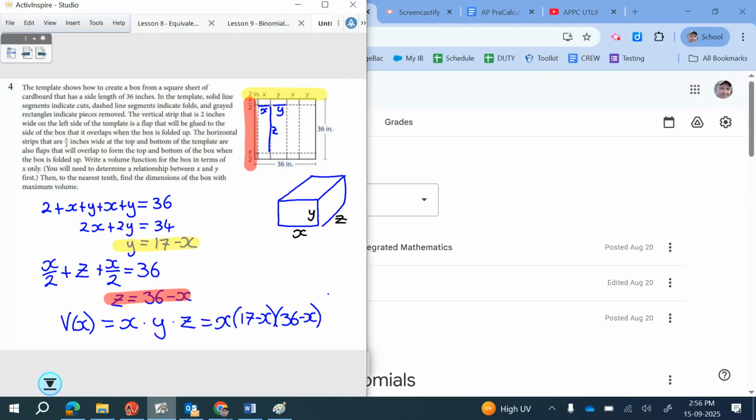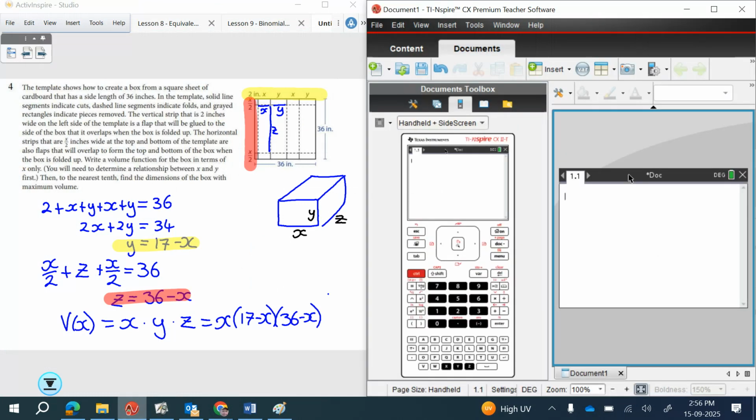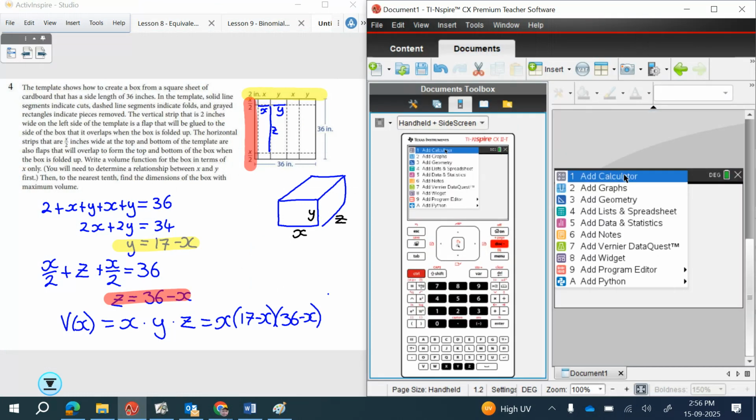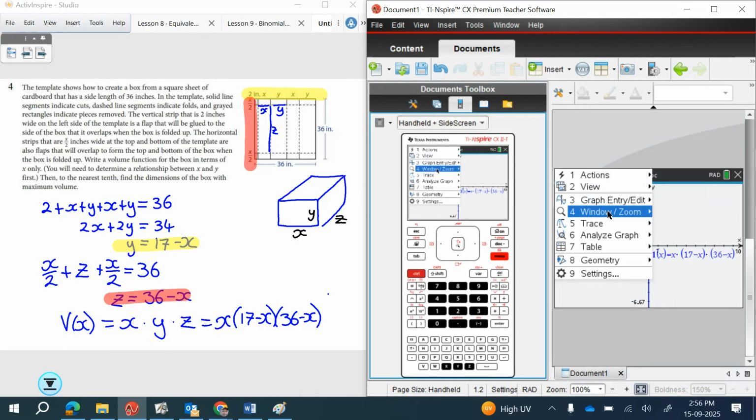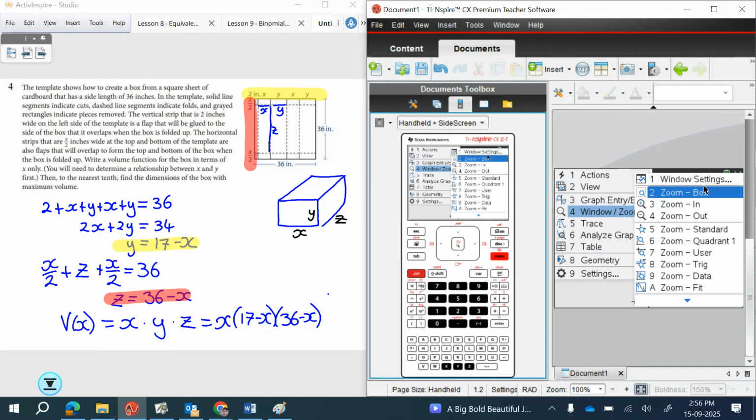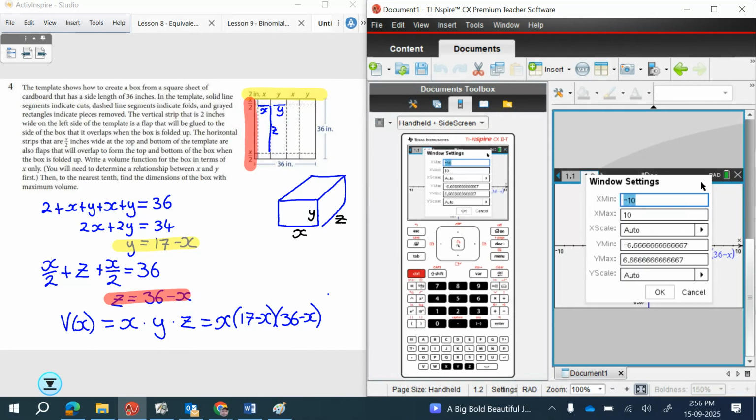Okay, so we've got our function and we need to put it into the graphing calculator. So we press Control, add a page, let's add a graph page, and then we type in our function, which is x times (17 minus x) times (36 minus x). We got a graph like that. We have to adjust the axes now. So we press menu, window, window settings.